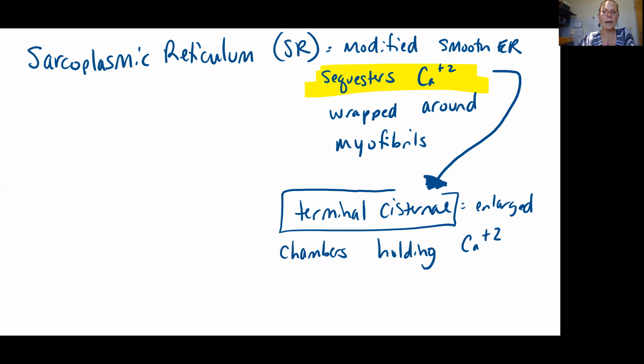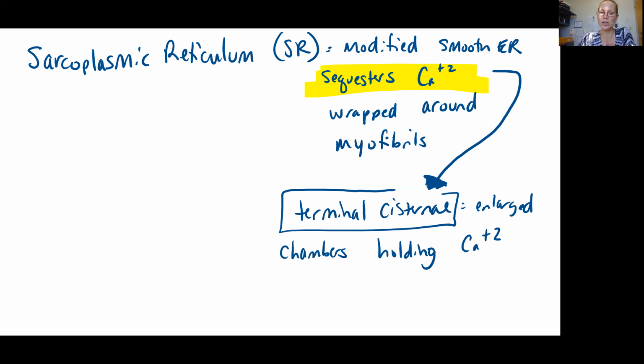We'll also see a special modified smooth endoplasmic reticulum. It's assigned a special name, sarcoplasmic reticulum, or SR. The key job of the SR is to sequester calcium. Sequester basically means to store and hide. We will see the SR wrapping around our protein fibers inside the cell, and we're going to call those bundles of protein fibers myofibrils.